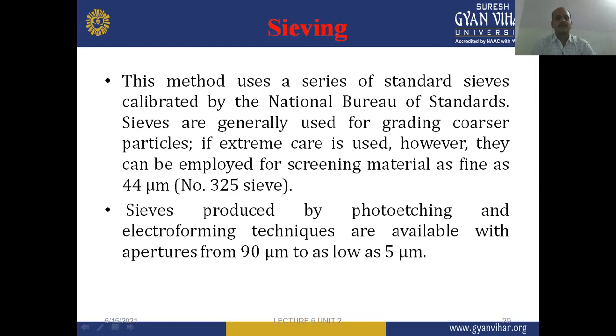So this method uses a series of standard sieves calibrated by the National Bureau of Standards. Sieves are generally used for grading coarser powders. So the National Bureau of Standards provides different standards, and we can calibrate all the sieves with the help of the standards provided by the National Bureau of Standards. Sieves are generally used for separation of different particles also, and they are also used for grading coarse size particles. If extreme care is used, however, they can be employed for screening material as fine as 45 micrometers, meaning number 325 sieve.